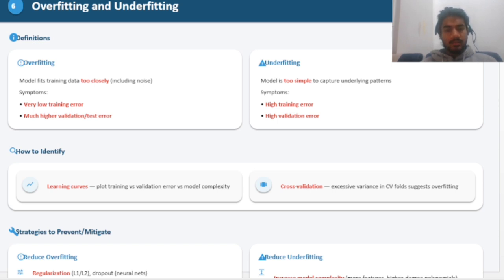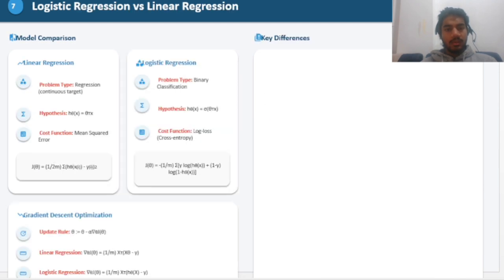Now let's talk about question number 7. In question number 7, we need to compare, we need to find the difference between logistic regression versus linear regression. First, linear regression. It is used for predicting continuous values like salary, house prices, temperature, etc. In it, we use a hypothesis, a cost function, and the output is any real number.